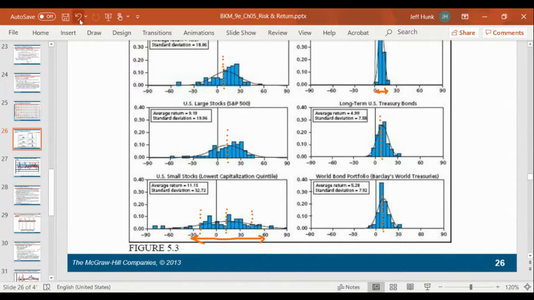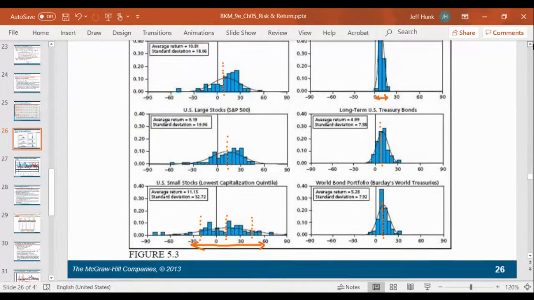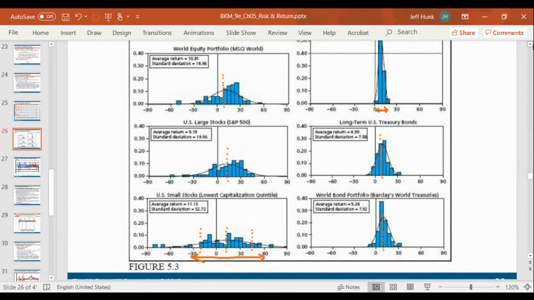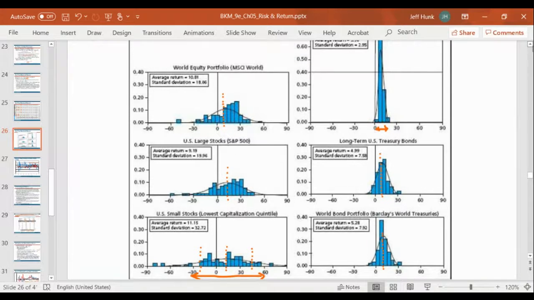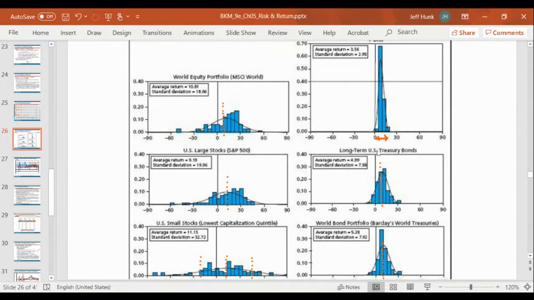I mean, just roughly one standard deviation is almost even. So what does that mean? Small cap, very volatile. And of course, volatility means there's also a good chance of making a very high return, extraordinarily high.